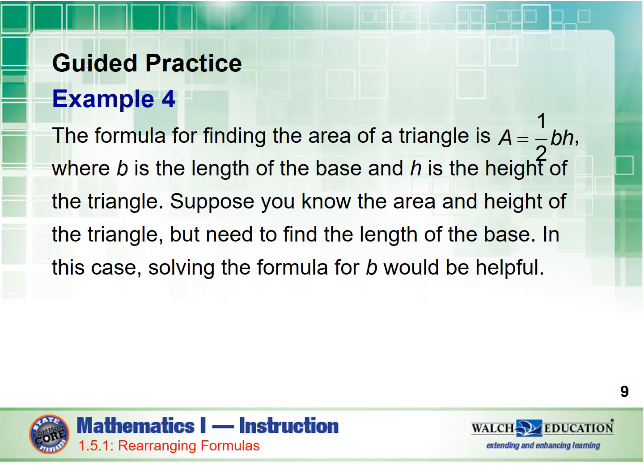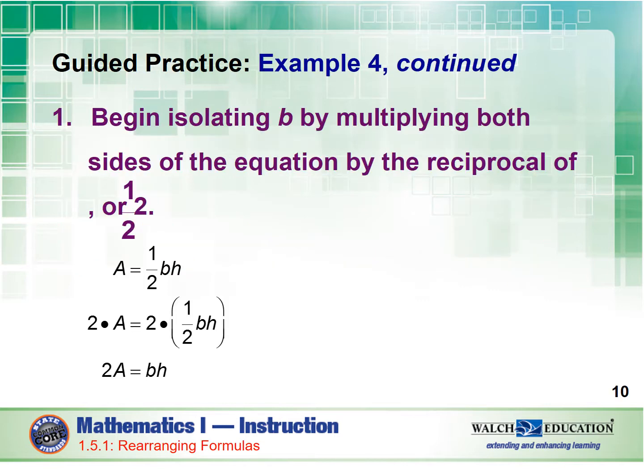Example number 4 is an example that doesn't use numbers. The formula for finding the area of a triangle is A equals 1/2 BH, where B is the length of the base, H is the height. Suppose you know the area and the height, and you need to find the base. We aren't going to actually be working with numbers. We're just going to be rearranging to find the variable we're looking for.